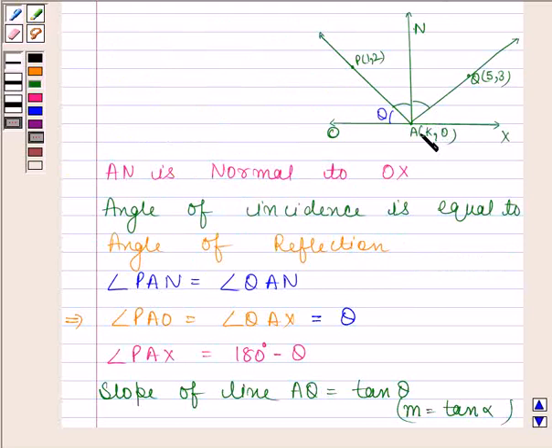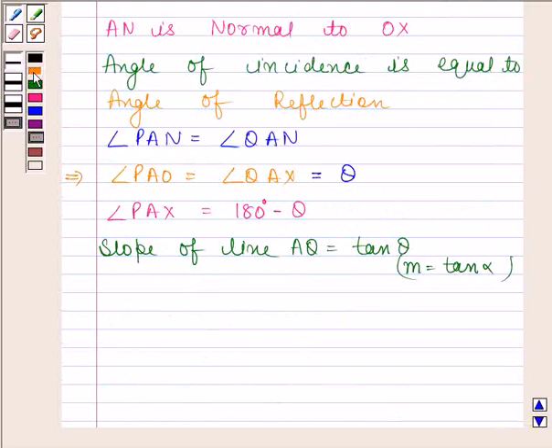Now A has coordinates (k, 0) and Q has coordinates (5, 3). Therefore slope of line AQ is also equal to (3 minus 0) upon (5 minus k). So (3 minus 0) upon (5 minus k) is equal to tan theta. Let's name this equation as equation number 1.